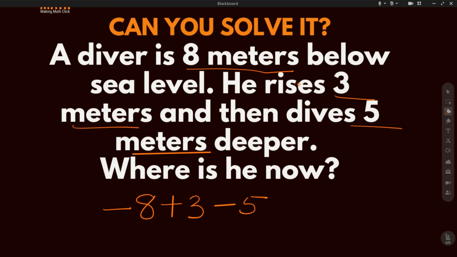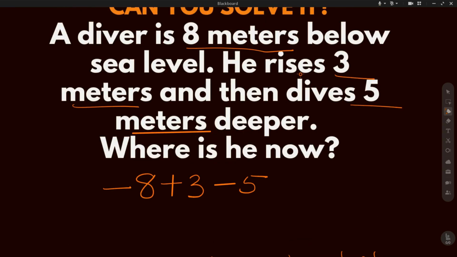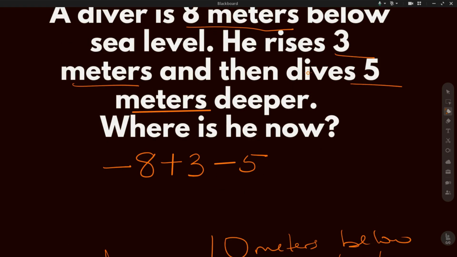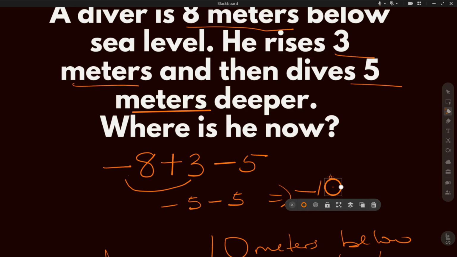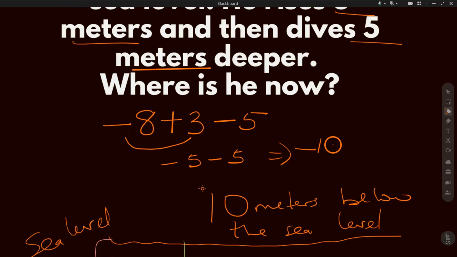Where is he now? So now we have to take it one after the other. It started like this. We have to take these two together. -8 plus 3 gives -5. Then -5 minus 5 will give -10. So that means it is 10 meters below the sea level, just as we explained with the diagram.